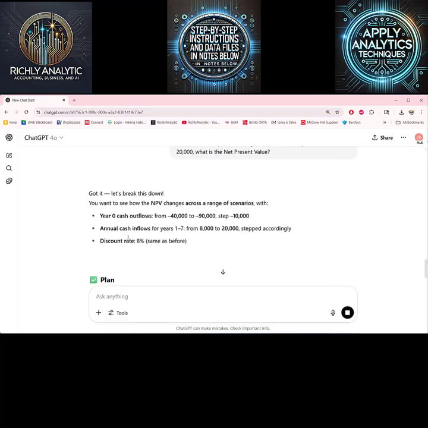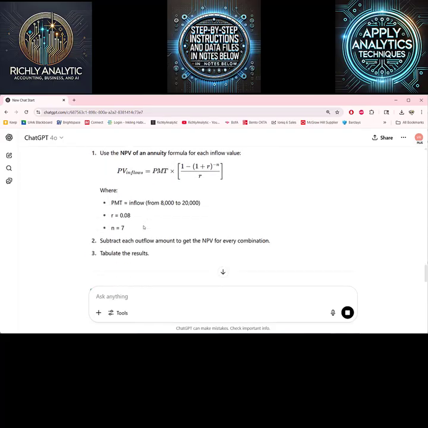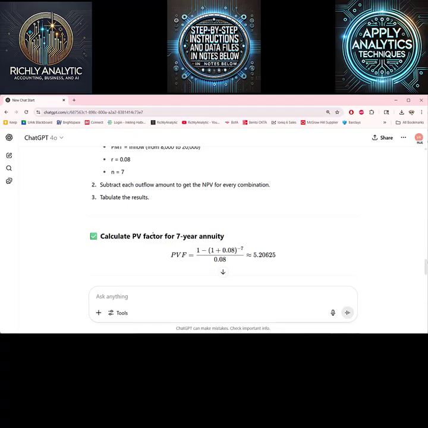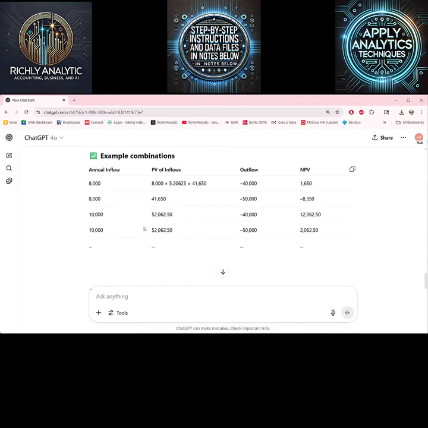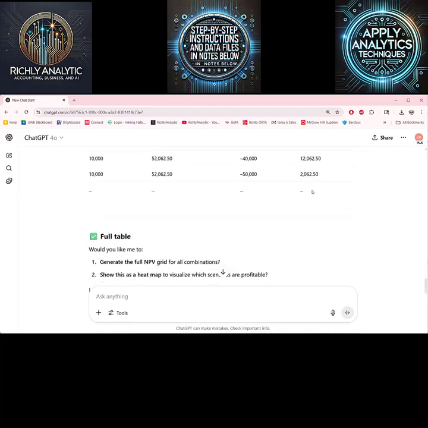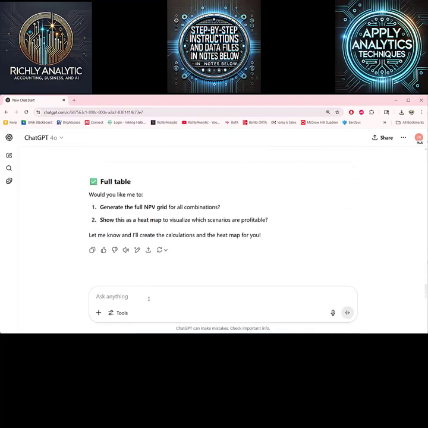You can see this is what is given. It's still 8%, and it's going to go one by one and calculate that, and it's going to give us a table here. We can see that if the cash inflow is 8,000, the present value of the cash inflows will be 41,650. Subtracting the initial 40,000 investment gives the net present value. You can see what that looks like.